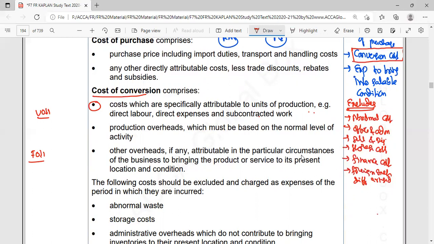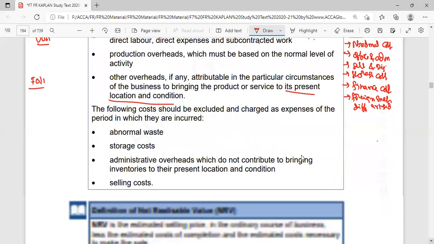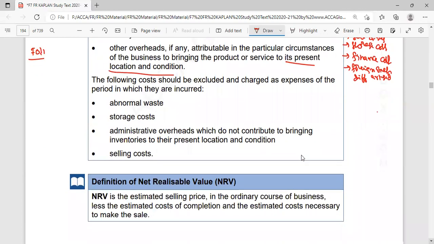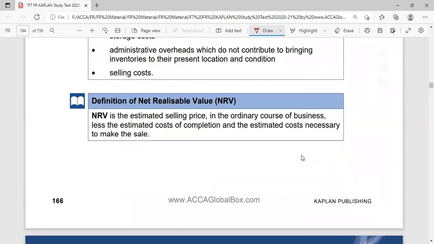Allotted based on normal capacity. Correct? So variable overhead is allotted based on actual capacity, and fixed overhead is allotted based on normal capacity. So other overheads, if any, attributable in particular circumstances of the business to bring that product or service to its present location and condition, nothing but saleable condition, are all included. And coming to the exclusions, these are our exclusions. So this is what is meant by cost.